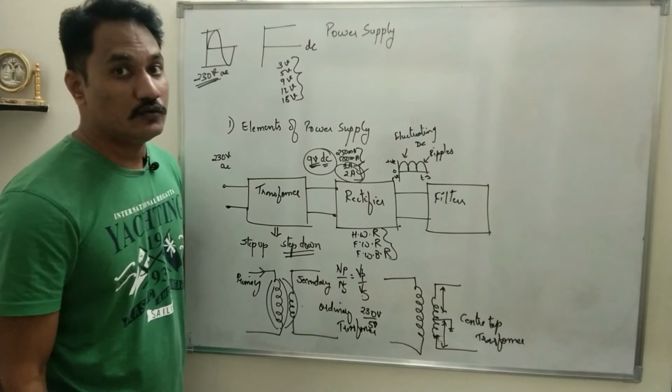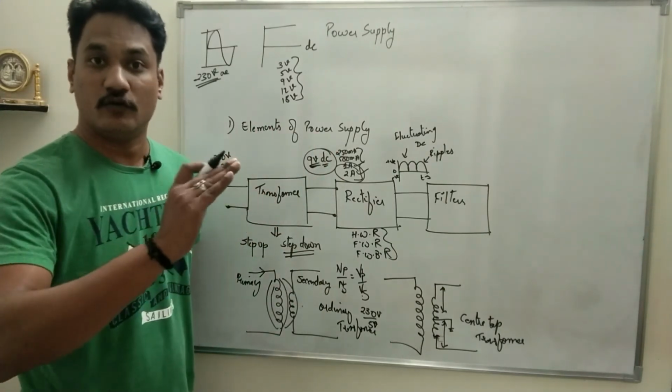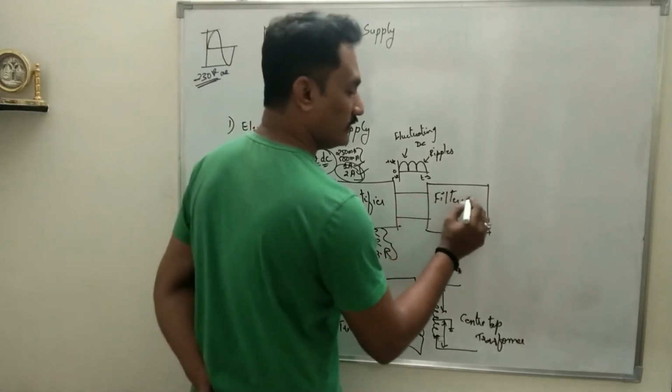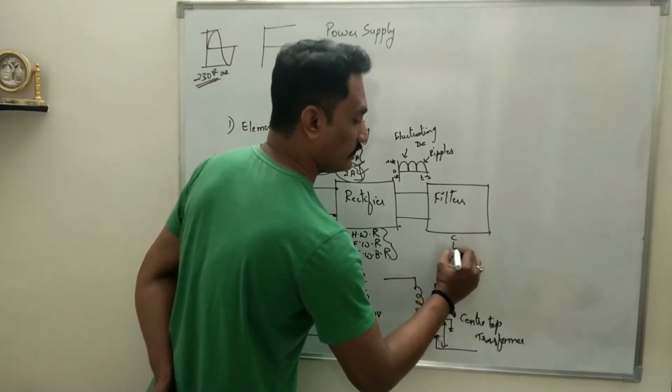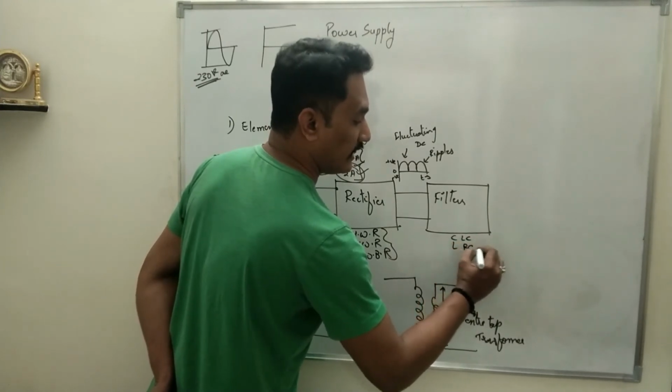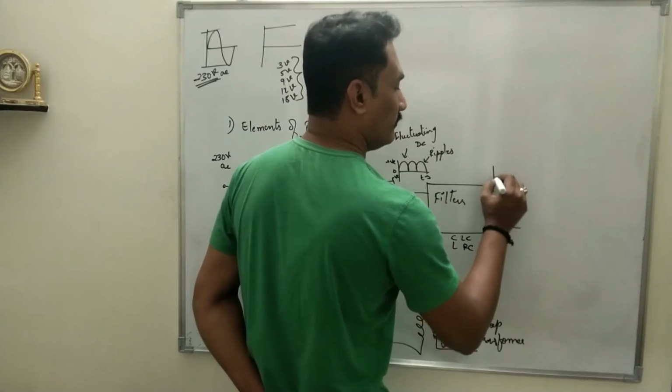So what you need to do is the AC component has to be removed. The output should have only the DC component. So we design filters. We will try to understand four filters: capacitive, inductive, LC and RC filters. So the output of the filter will be like this.